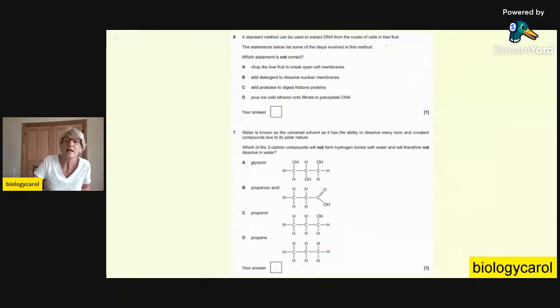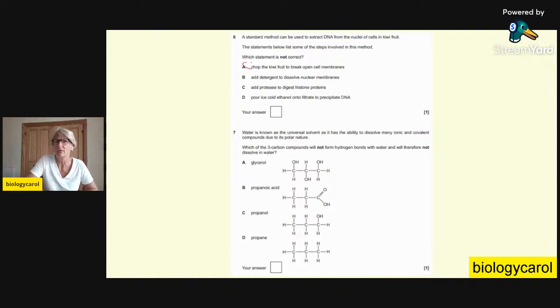Question 6. A standard method can be used to extract DNA from the nuclei of cells in kiwi fruit. The statements below list some of the steps involved in this method. Which statement is not correct? Now, let's go through these statements first of all. A, chop the kiwi fruit to break open cell membranes. Well, as a teacher, what we'd normally do here is we would homogenize the kiwi fruit, or we'd blend the kiwi fruit in a kitchen blender to break open the cells. But that's kind of just mechanical chopping.